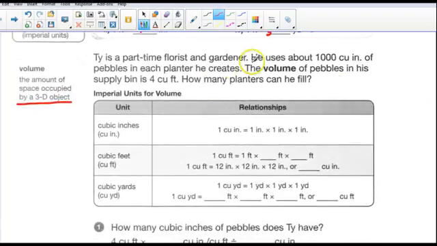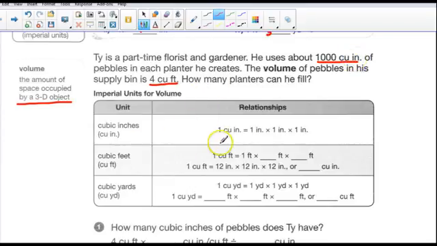Ty is a part-time florist and gardener. He uses about 1,000 cubic inches of pebbles in each planter he creates. So he builds some planters, he fills them with small little bits of gravel. The volume of pebbles in a supply bin is 4 cubic feet. So he's got a little supply bin of pebbles. How many planters can he fill from this supply of 4 cubic feet, knowing that each planter receives 1,000 cubic inches? Obviously we're going to be converting between cubic inches and cubic feet.